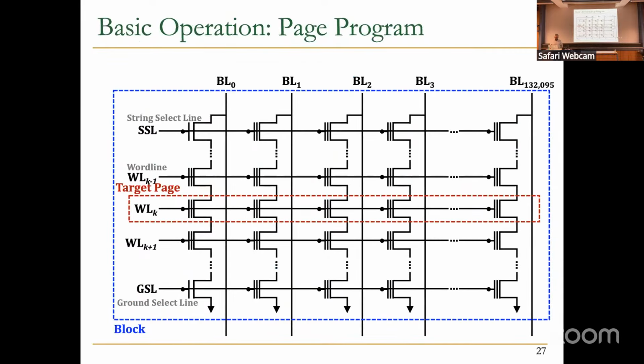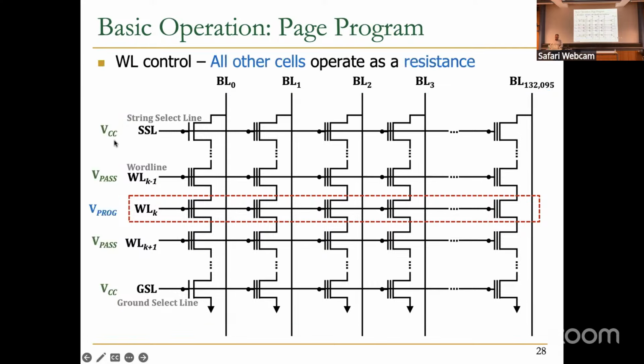So here, for simplicity, we are assuming that we are programming in SLC mode. We have this target page that we want to program. The other pages need to have VPass applied. And we also need to apply the string select line to connect the NAND string to the bit line. So these need to be done as initialization.